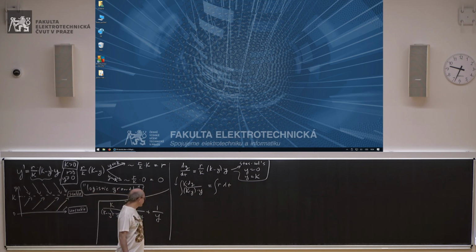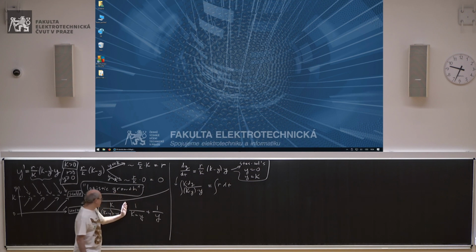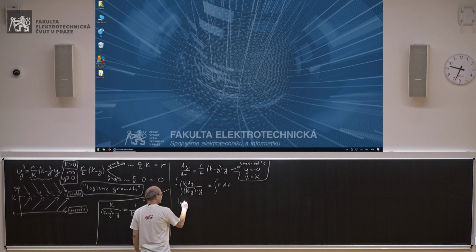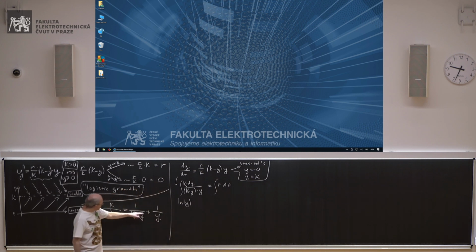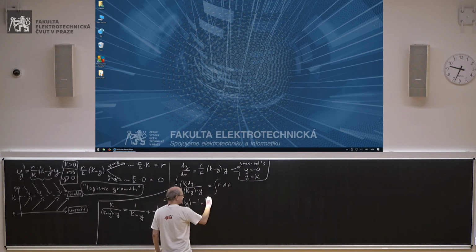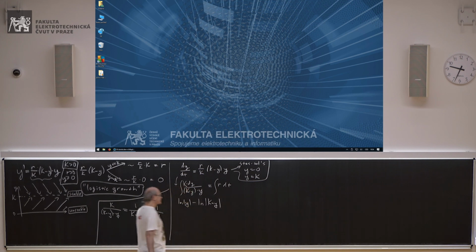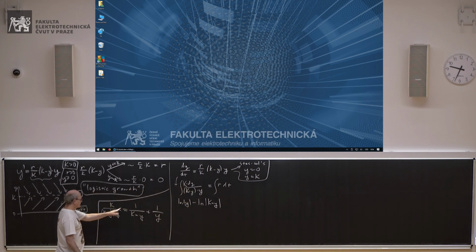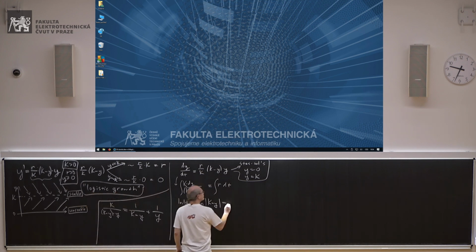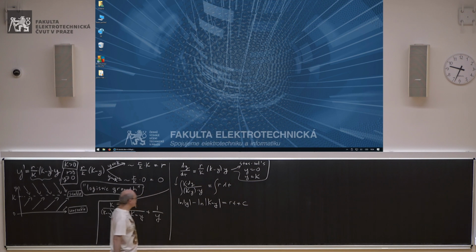Okay, now we can integrate. So I just imagine that this is here, and I integrate. Okay, how do I integrate? This is logarithm, definitely. And this is also logarithm, but there is the minus in front of y, which comes out after I do the substitution. So it looks like that. And on the right, there is rt plus C. Okay. Can we get rid of logarithm? Not yet, because there are two of them.